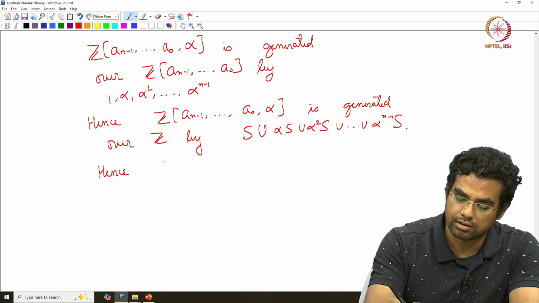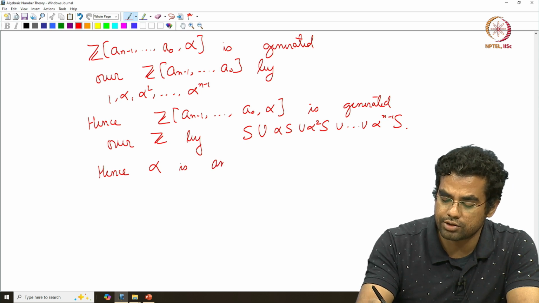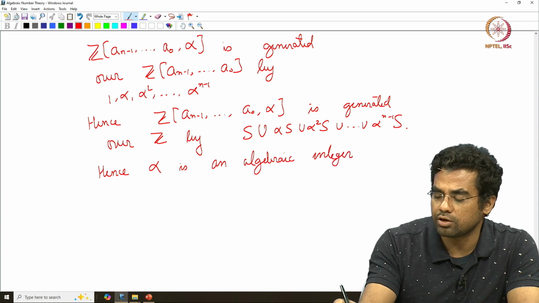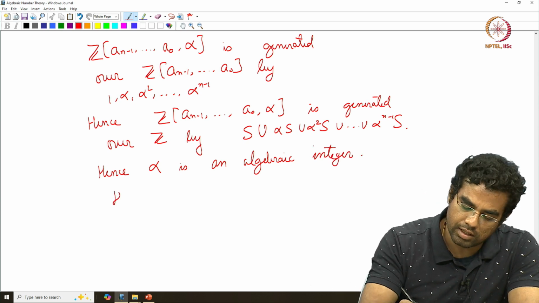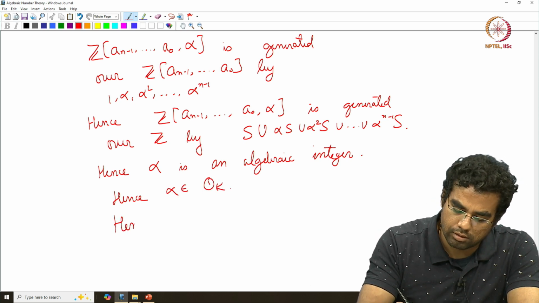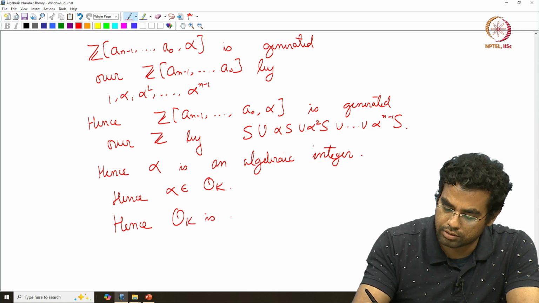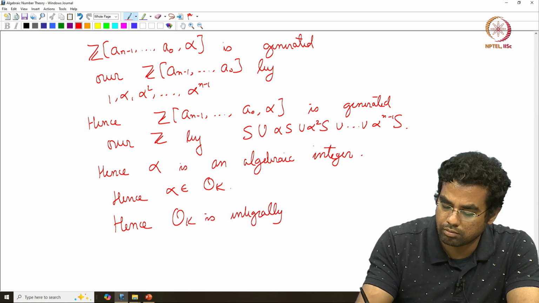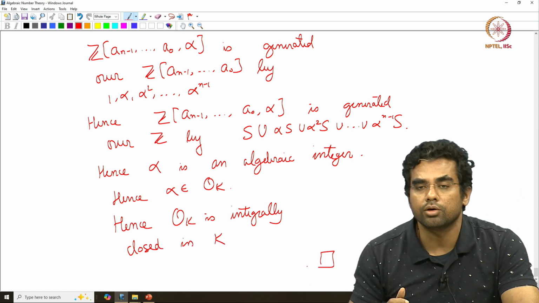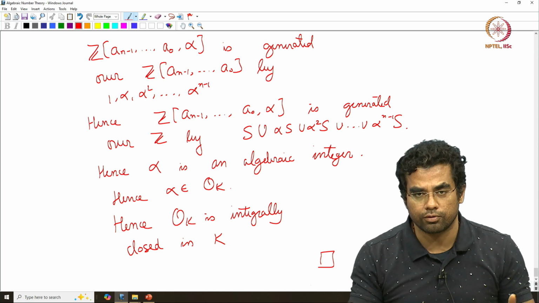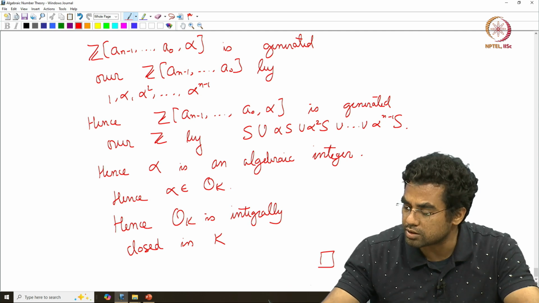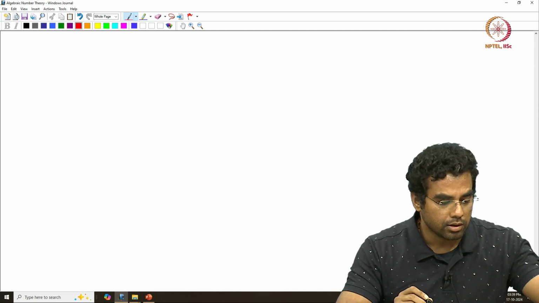So, hence alpha is an algebraic integer, but O_K was the set of all algebraic integers in K. So, hence alpha is in O_K, right, which means that O_K is integrally closed. So, that is a nice thing because by taking integral closure of O_K in K, we do not get any new elements. So, O_K really is the analog of integers in K. Okay. All right.